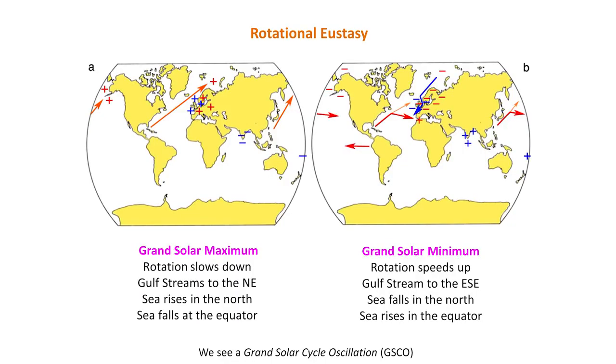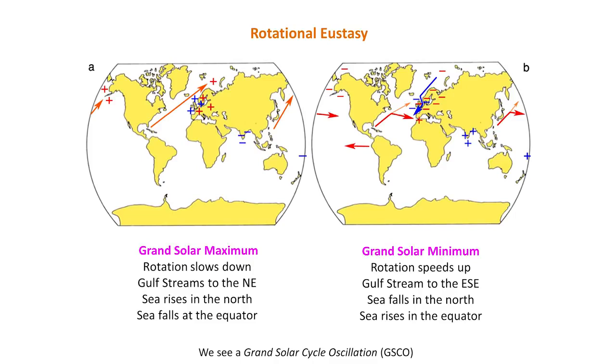So this was what I read long ago, solar grand maxima. The rotation slows down, the Gulf Stream flushes to the north. It gets warm here and high sea level. At the same time, sea level falls here. It is the 18th century.